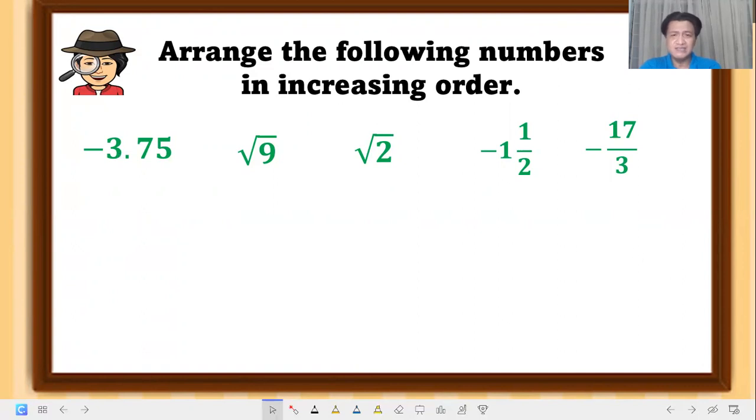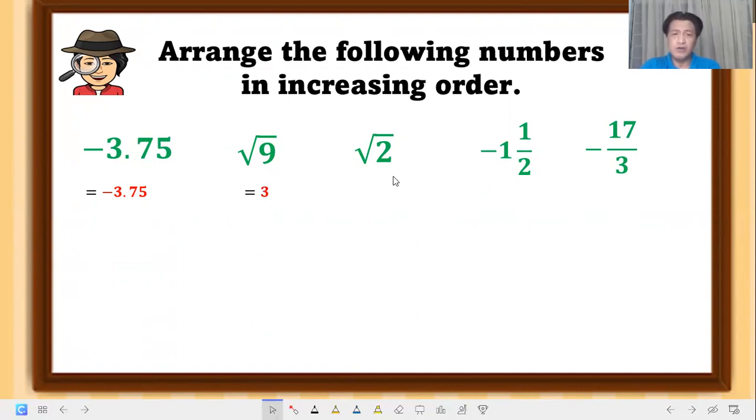Okay, given these real numbers, how are we going to arrange them? The first thing that we are going to do is convert. Kasi ito ay naka-decimal siya, as is siya na yan. What about this square root of 9? Convert mo muna siya sa whole number. That is equal to 3.